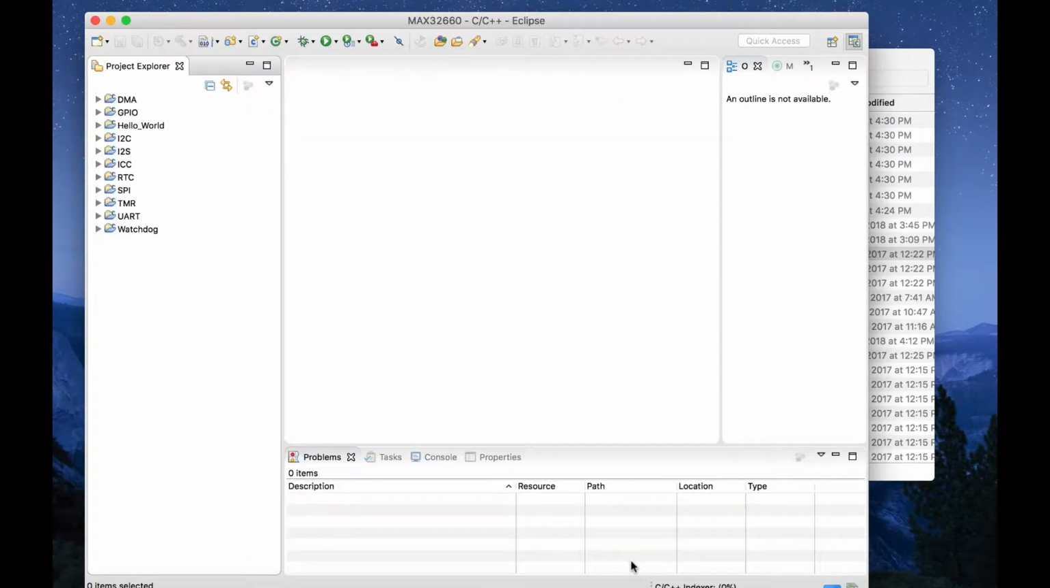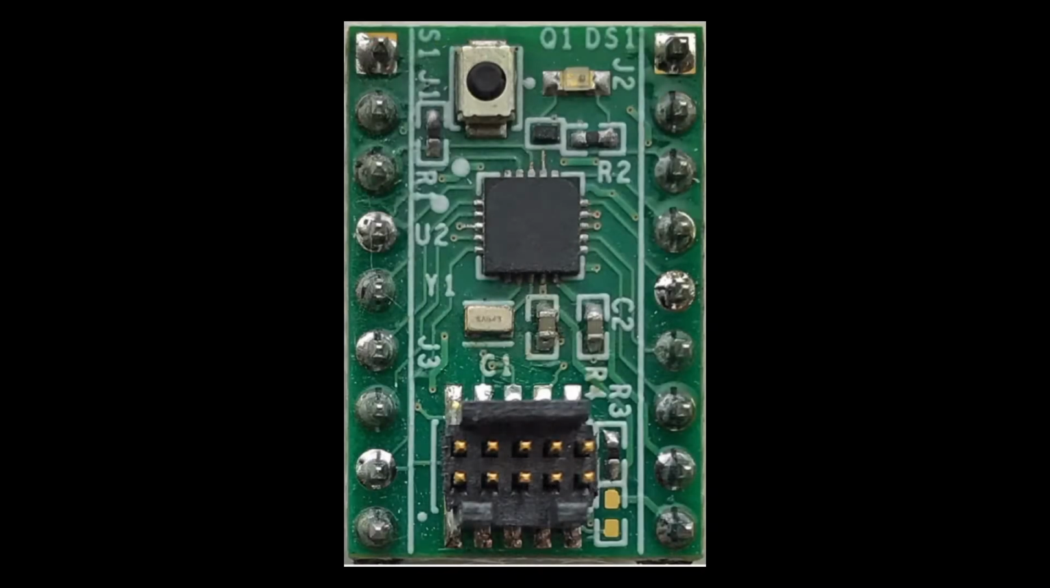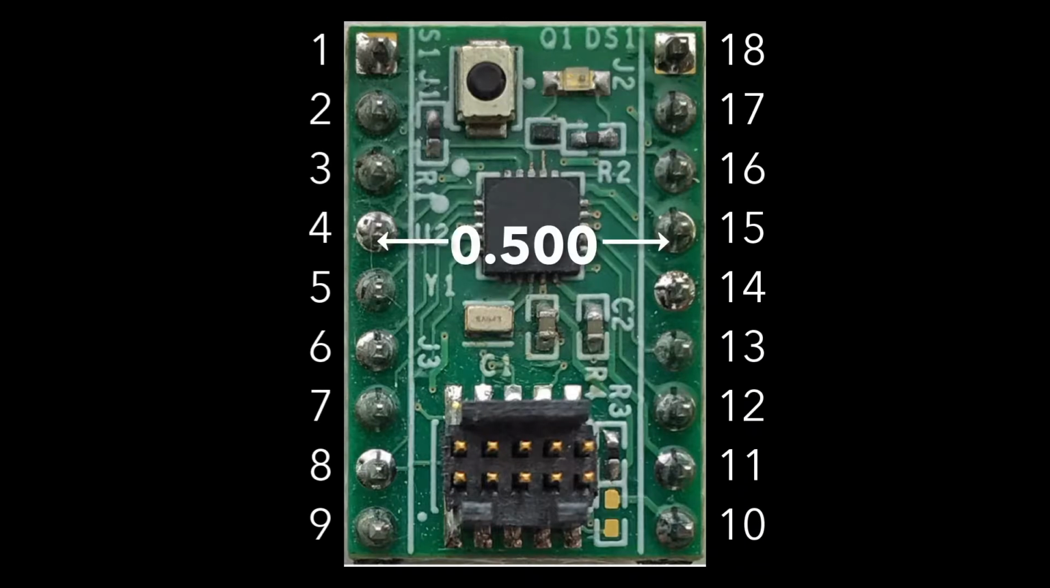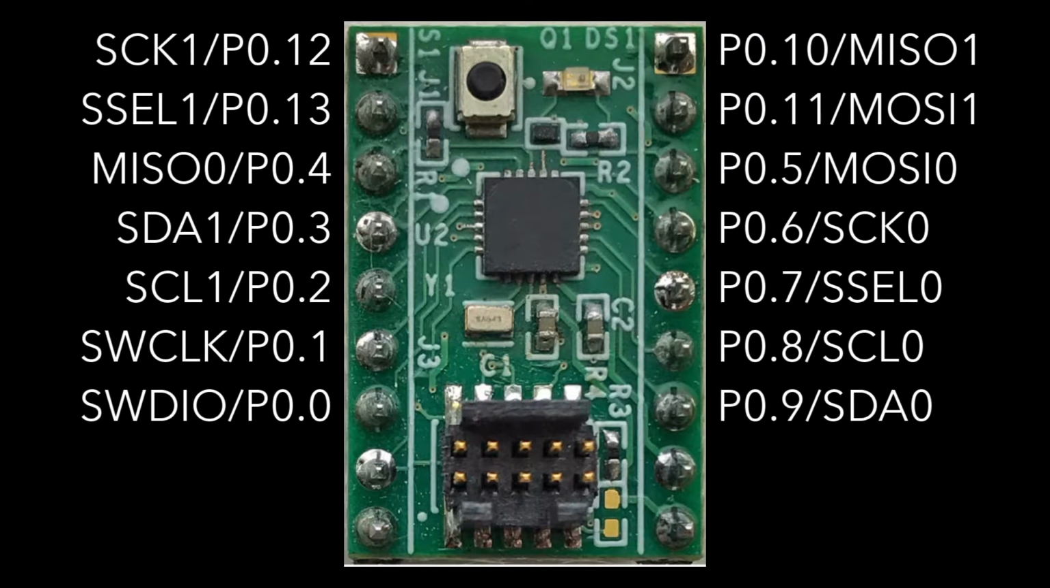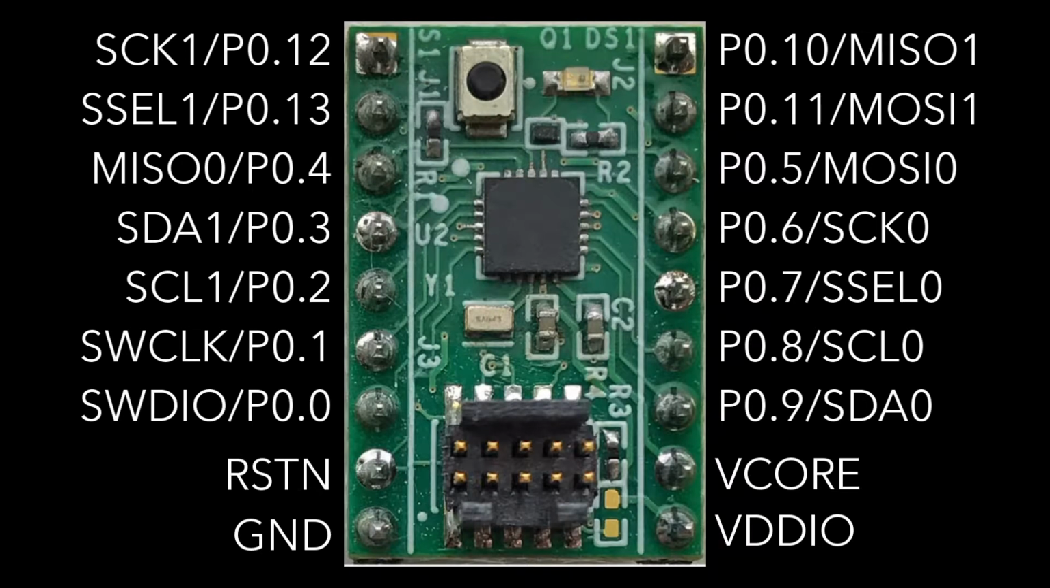Now let's turn our attention to the hardware. The evaluation kit for the MAX32660 looks like this. A tiny board that honestly doesn't look like much. An 18-pin 500mm DIP with a red LED, a push button, and a serial wired debug connector. But remember, the MAX32660 is a real system on chip, and it has lots of peripherals, and those peripherals are exposed on 14 of the 18 pins. The other 4 pins are there for ground, I/O and core supplies, and reset.